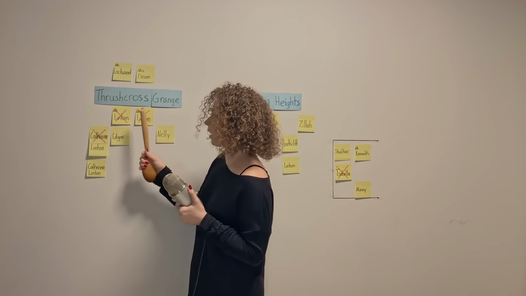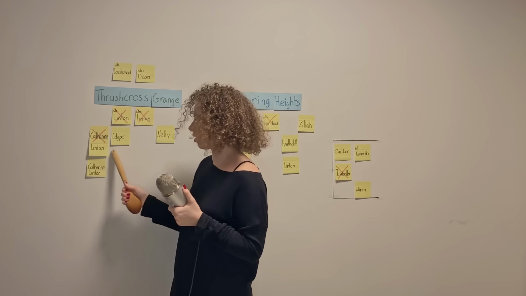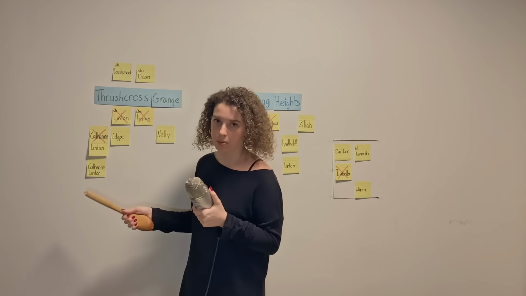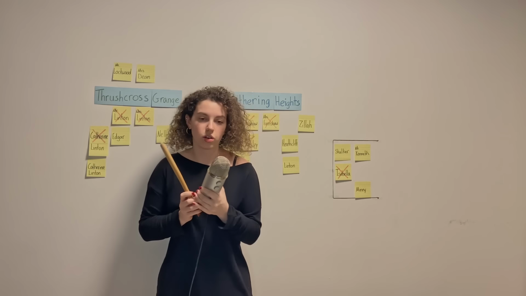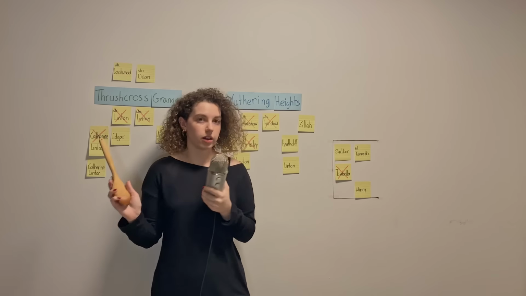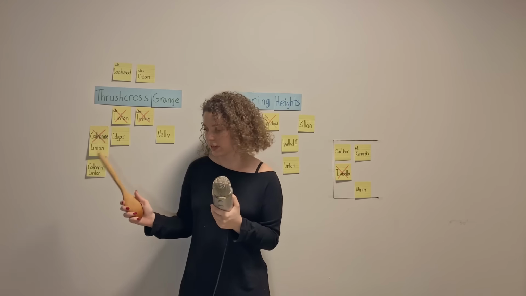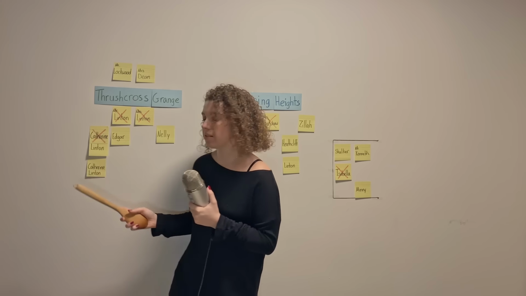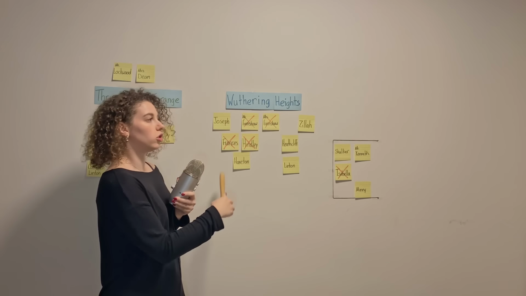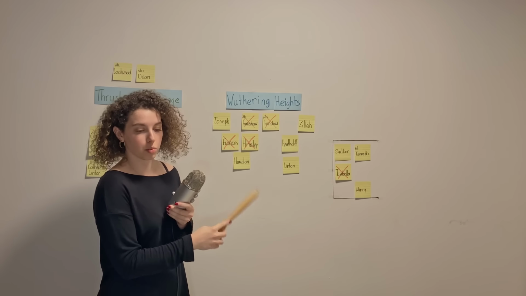doesn't really care about Thrushcross Grange anymore. He just wants her to be happy. And if marrying Linton would make her happy, he'd be happy to have that. And so both Linton and Edgar at this point are both pretty sickly. And Edgar agrees to let Kathy meet Linton in the no man's land of the moors.